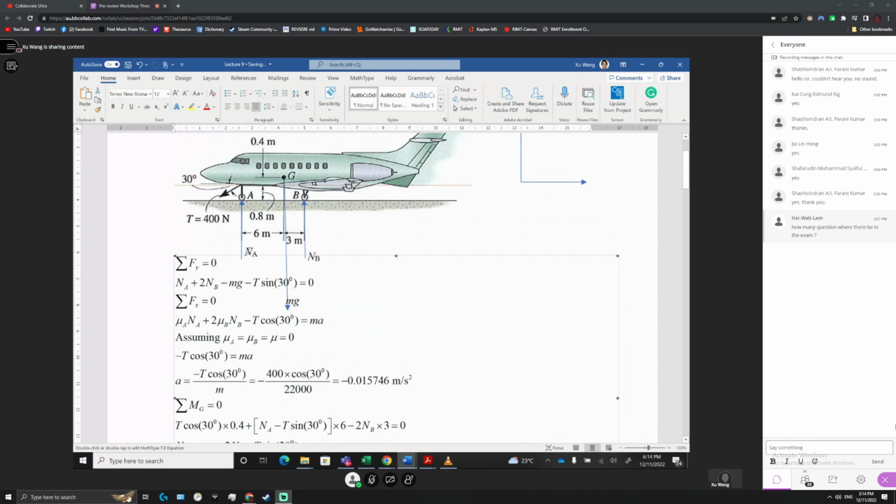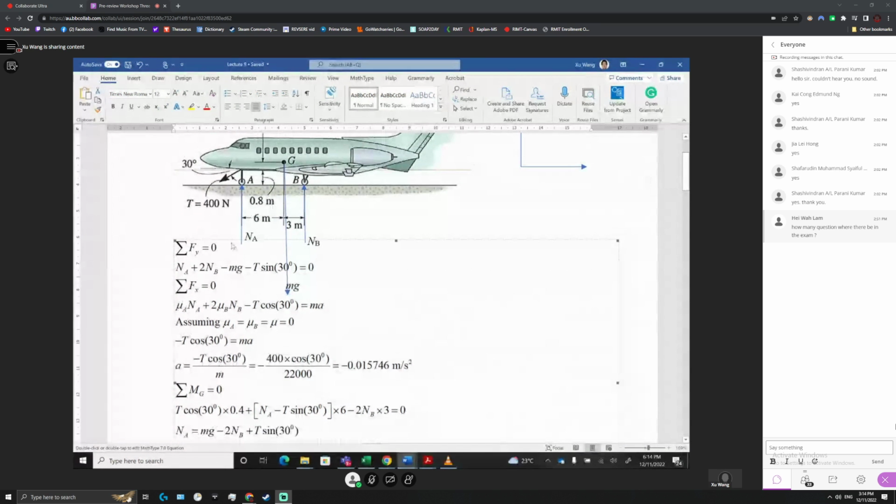So we use NA minus T sine theta, times this distance of 6 meters, and this goes clockwise. And what is anti-clockwise? It's MB multiplied by this distance. You have 2 MB, distance 3, times 3. This is anti-clockwise. That's why you get a negative, right?